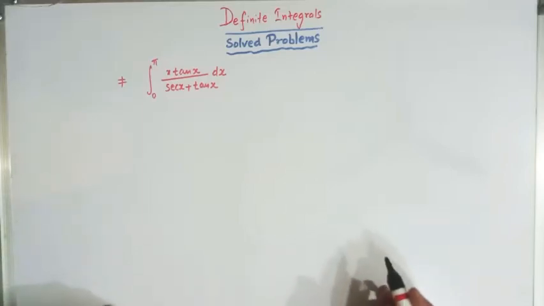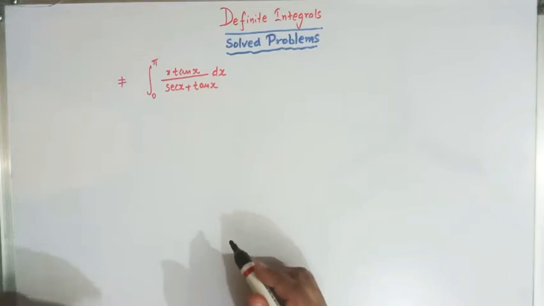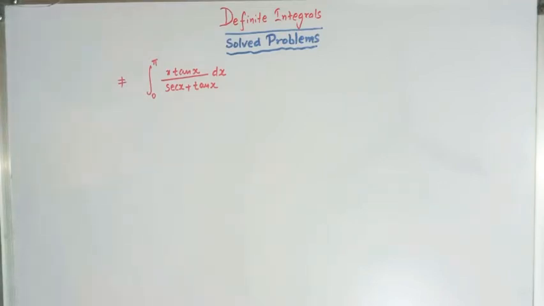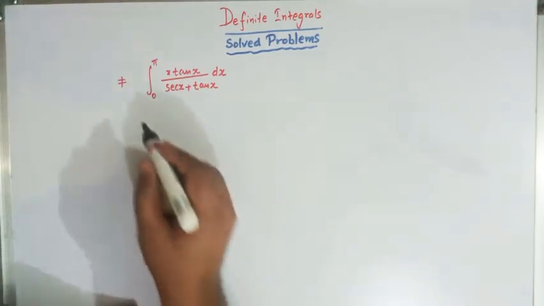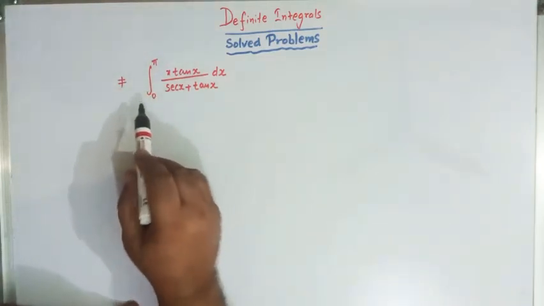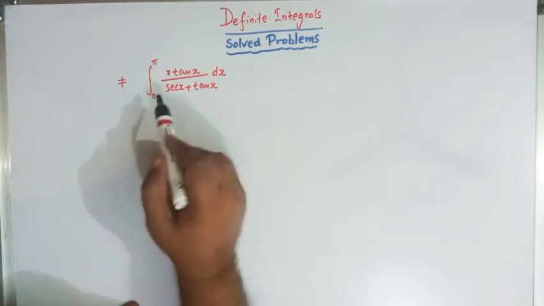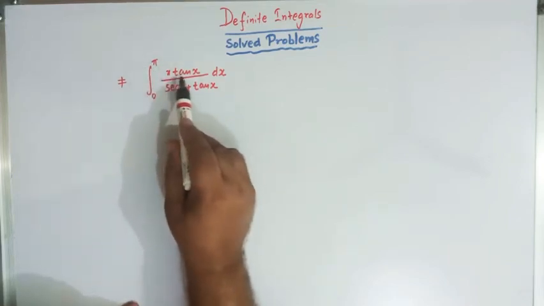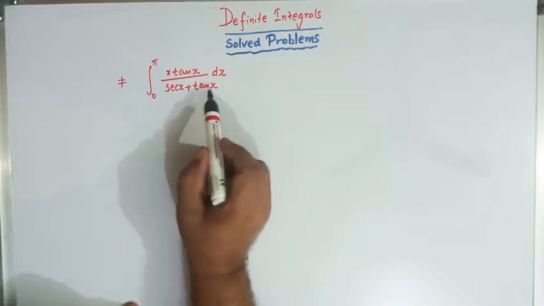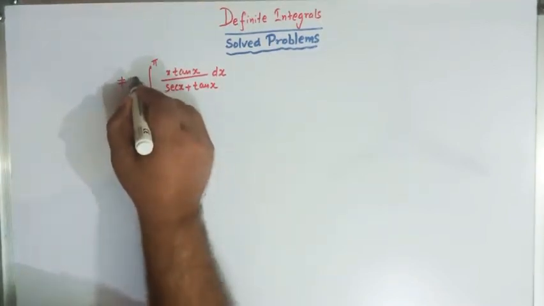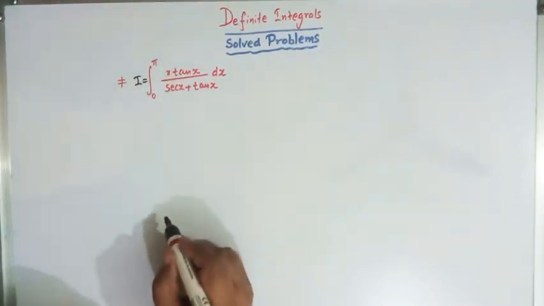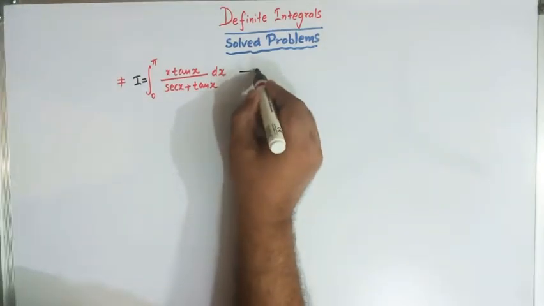Hello viewers, in today's class we are going to solve some important problems on definite integrals. So let us take the first problem. Here we have to evaluate the definite integral from 0 to pi of x tan x divided by sec x plus tan x. Let us call this integral I, and suppose this is equation 1.